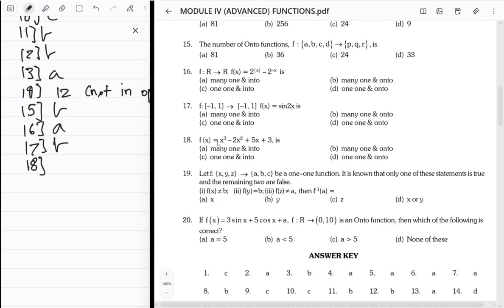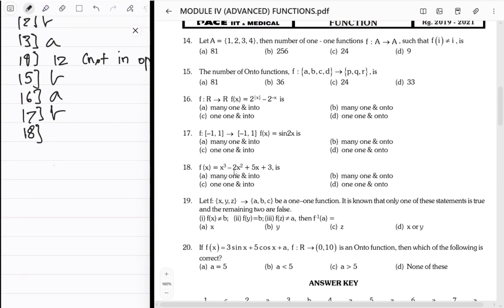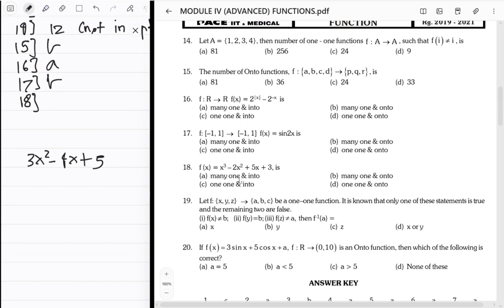Okay, 18th. x cubed minus 2x squared plus 5x plus 3. So what about this one? Just take the derivative of it. Oh, wait, it's already onto. We can say that for sure. Just have to check if it's many-one or not. 3x squared minus 4x plus 5 is its derivative. What's the discriminant of this derivative? It's 16 minus 4 times AC, which is 15. So that's 16 minus 60, which is negative 44, so it's negative, that's what matters.